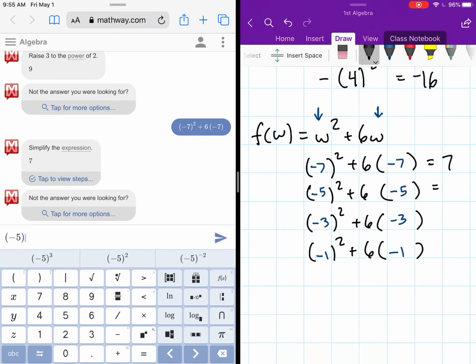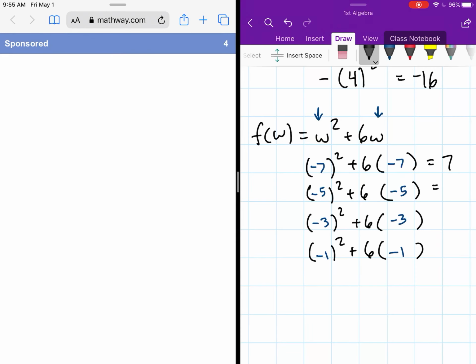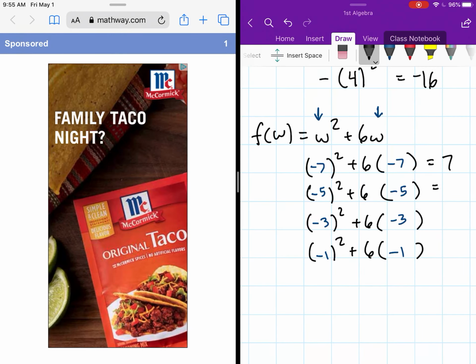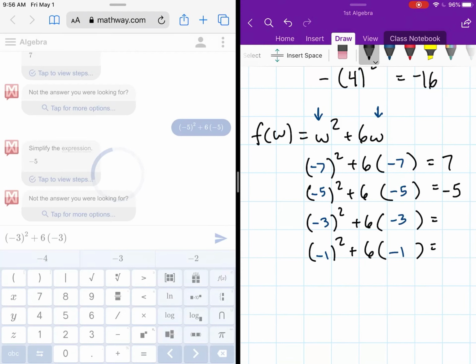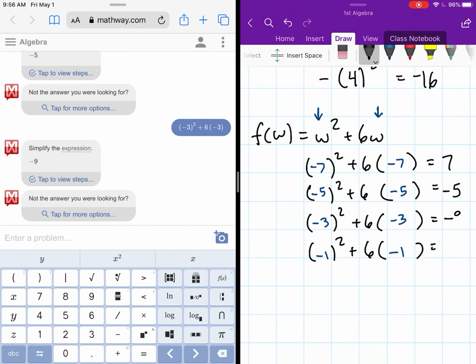And then I'm going to do negative 5 squared plus 6 parentheses, negative 5. Just double check. Always double check that you did type it in correctly so you don't get wrong answers. This one's going to give me negative 5. And then parentheses, negative 3 squared plus 6 parentheses, negative 3. So that's going to give me negative 9.